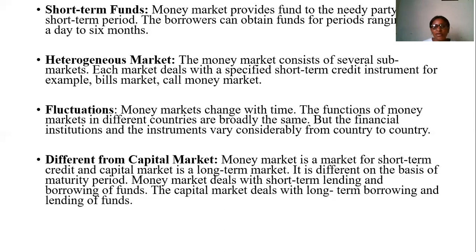Then the last characteristic is different from capital market. So a money market is different from a capital market. In a money market, the borrowing and lending of money is of short term, while the capital market is long term. So money market is a market for short term credit, and capital market is a long term market. It is different on the basis of maturity period. Money market deals with short-term lending and borrowing of funds, whereas the capital market deals with long-term borrowing and lending of funds. So that was the last characteristic for money markets.